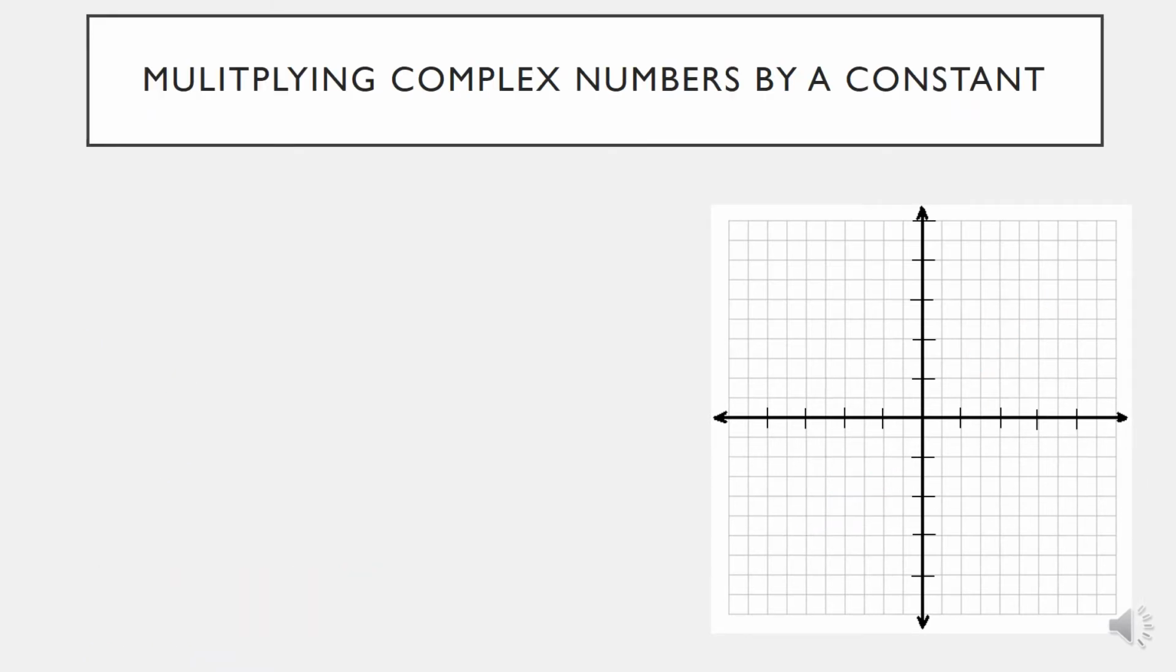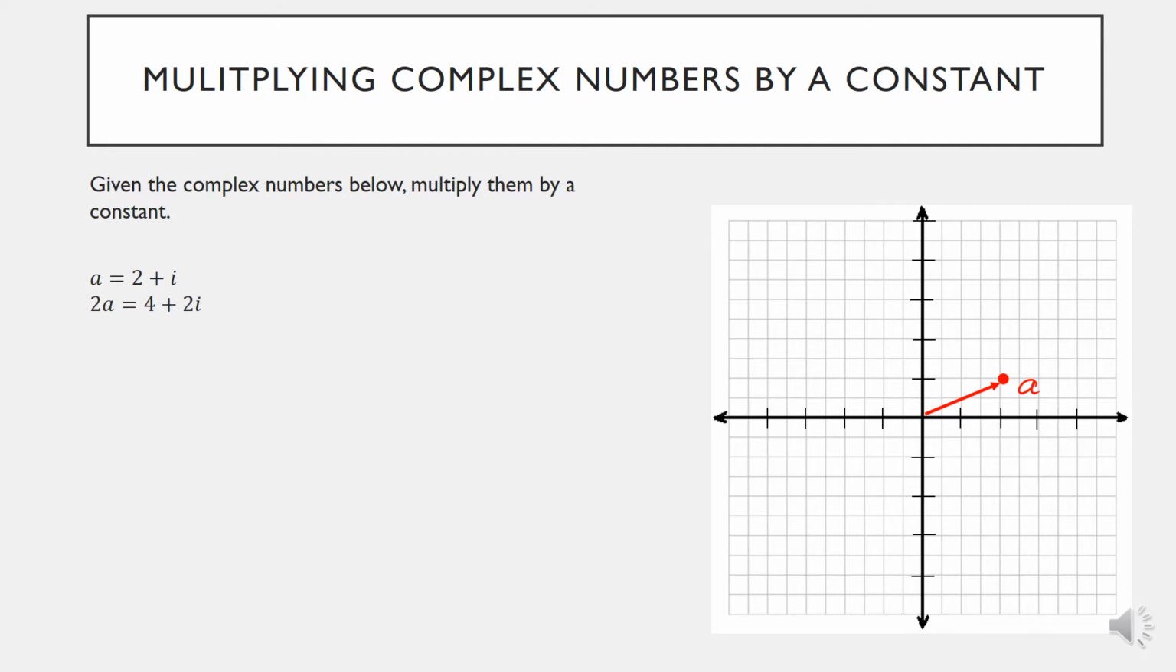Now, multiplying complex numbers by a constant. A constant is a real number and it never changes. So just regular numbers with no i's involved. Given the complex numbers below, multiply them by a constant. So starting with a, here's my a, 2 plus i. There's a. We're going to show you the arrow back to the origin, which gives the direction and also the magnitude or modulus of a.